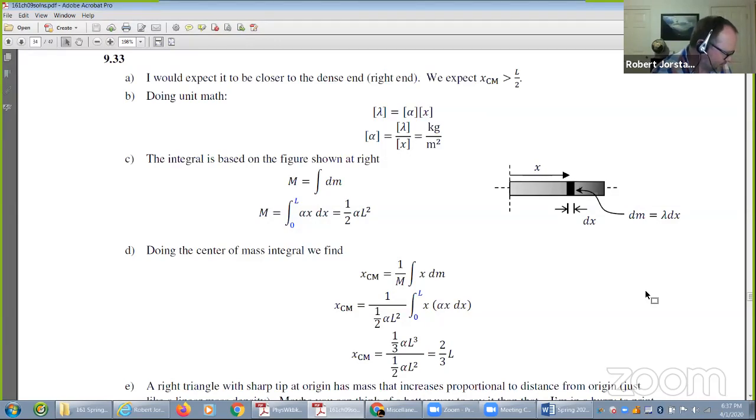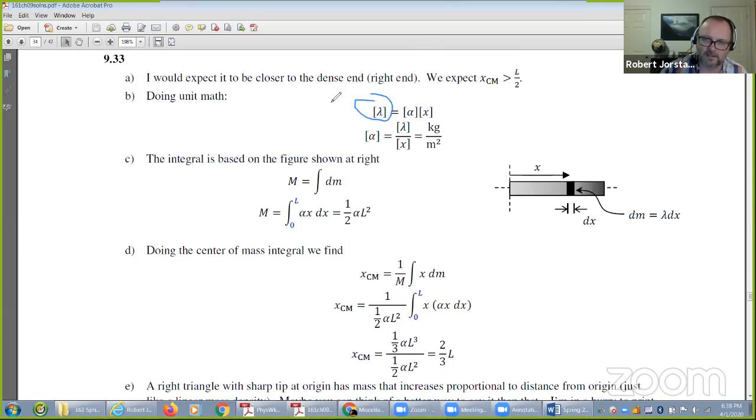Based on the density function, we expect the center mass to be closer to the right end. So it should be bigger than L over 2. If I look at the unit math, don't forget those square brackets. Hopefully you see that the units of alpha make sense if they are kilograms per meter squared, right? Kilograms per meter squared times meter gives you back kilograms per meter. Remember, lambda is kilograms per meter. We're not talking about normal volume density, which is kilograms per meter cubed.